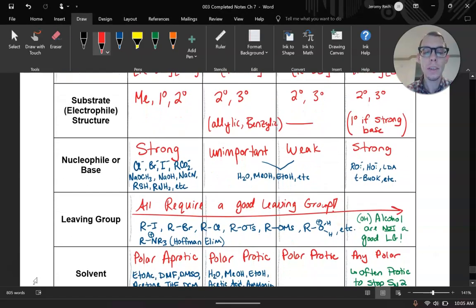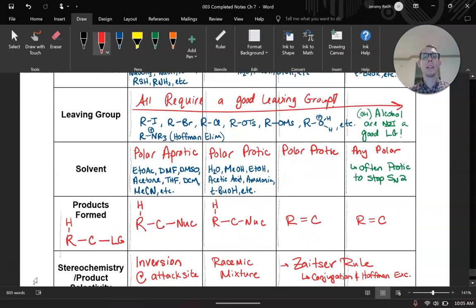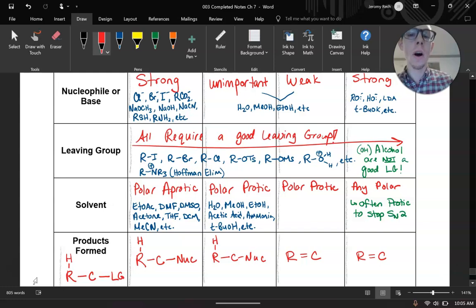Now, as we continue on to some of our other groups, our next is going to be thinking about our leaving groups. All of these reactions are going to require good leaving groups. I have a bunch of examples of good leaving groups. Often we're going to see halogens, so iodide, bromine, chlorides. We do know that alcohols are not good leaving groups, as we've shown in green, and that's a mantra that I've been trying to repeat as often as I can.